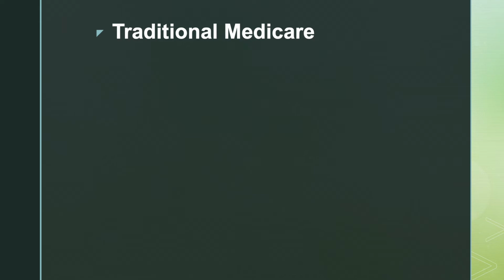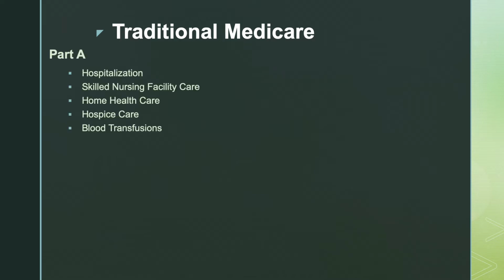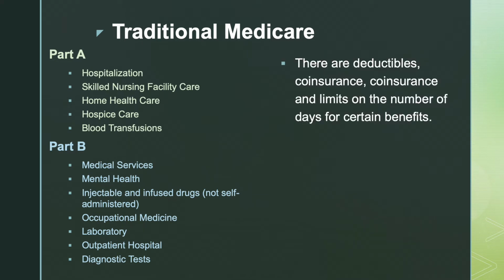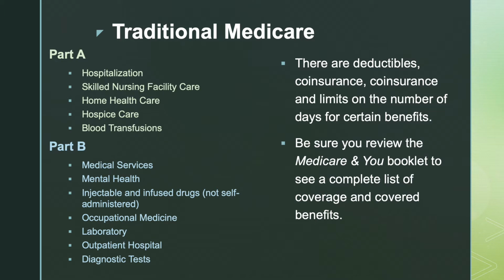Just to give you a sense of what's covered under traditional Medicare Parts A and B, we've listed a few of the benefits. Traditional Medicare includes deductibles, co-payments, and co-insurance. Be sure you review the Medicare and You booklet you have or will receive from Medicare. Become familiar with what's covered and not covered and what your share of cost is under your Medicare plan.